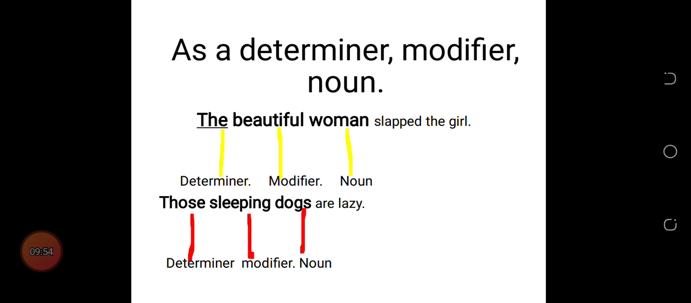Those sleeping dogs are lazy. Very good. What is confusing here? Okay, we define a phrase not to have a verb. But in this sentence we have sleeping. Do you think sleeping here is a verb? That is the question you ask yourself. What is the role of sleeping there? So to answer your question, sleeping in that sentence is not acting as a verb. Okay, sleeping there is acting as a modifier.